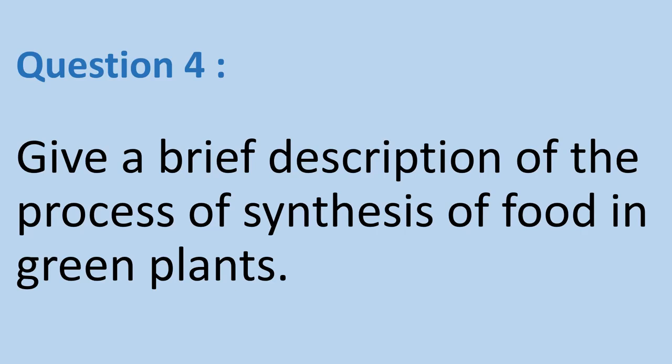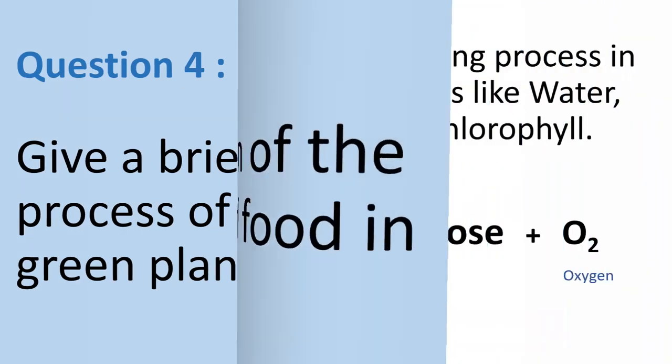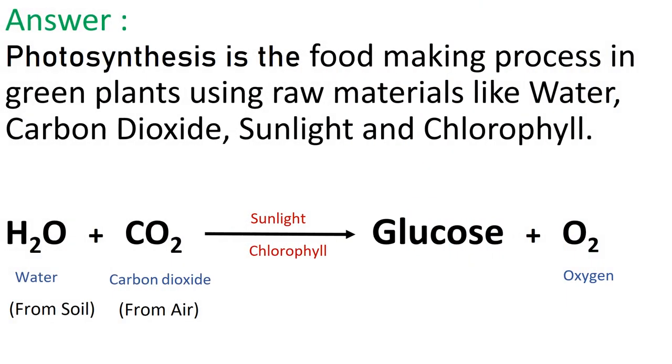Question number 4. Give a brief description of the process of synthesis of food in green plants. Answer. Photosynthesis is the food making process in green plants using raw materials like water, carbon dioxide, sunlight, and chlorophyll.